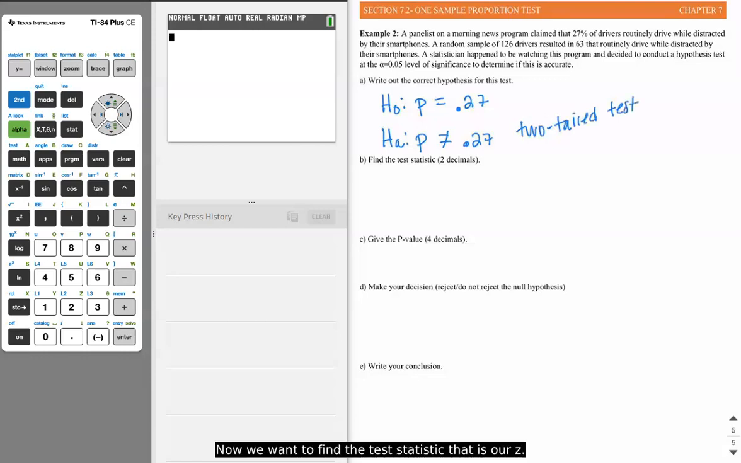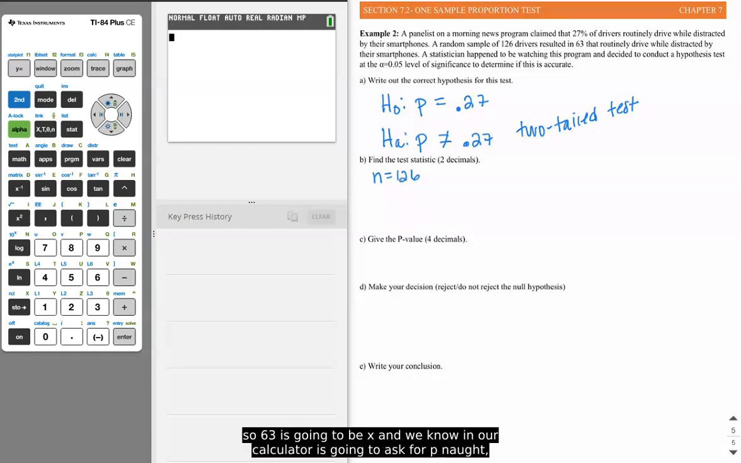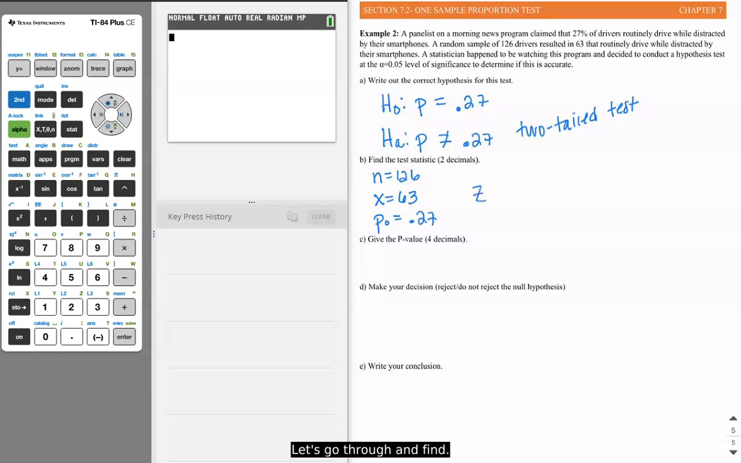Okay. So now we want to find the test statistic. That is our z. In order to do this, we'll do this in our calculator. We need a couple of different pieces. So we need the random sample, so 126, and it says 63 routinely drive, so 63 is going to be x. And we know in our calculator it's going to ask for p naught, which is just what's in the null and the alternative, that value there, so 0.27.